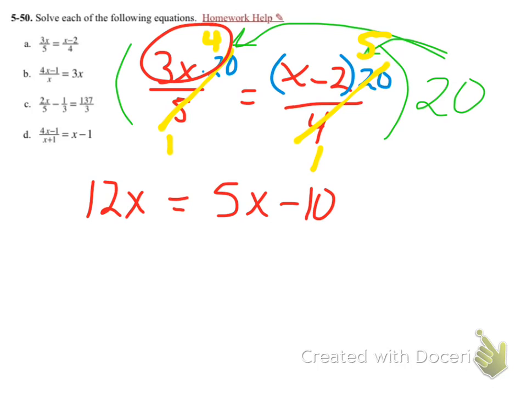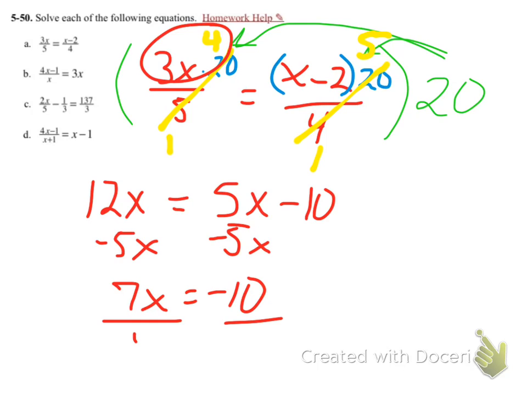I no longer have any fractions, so now I'm just going to get the x's on the same side. So I have 7x equals a negative 10, and then I divide by 7. I get my x value being a negative 10 sevenths. So looking at problem B.